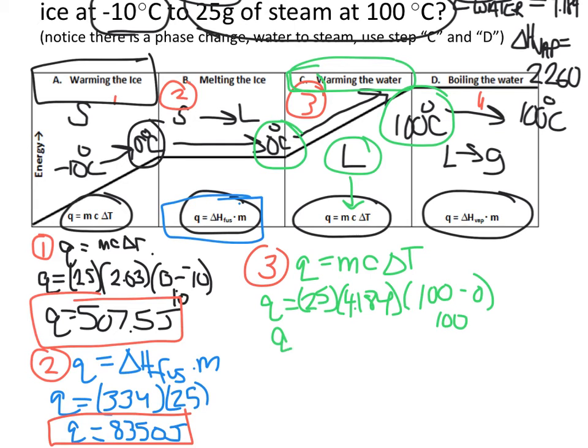So if we throw this in our calculator, it would be 25 times 4.184 times 100. That gives us, if you throw it in your calculator, 10,460 joules. Now again, this is a Q value, an energy value. That's going to be added to the total energy as well.